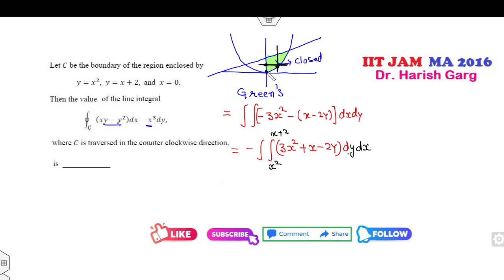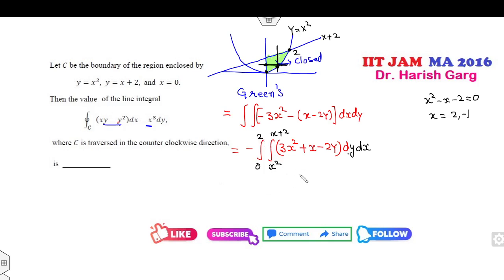Fine. The value of x is 0. What are the coordinates of this? This is y is equal to x square, and this is x plus 2. I can find the equation. Minus 2, 0. So x will be 2 and minus 1. This is 2.